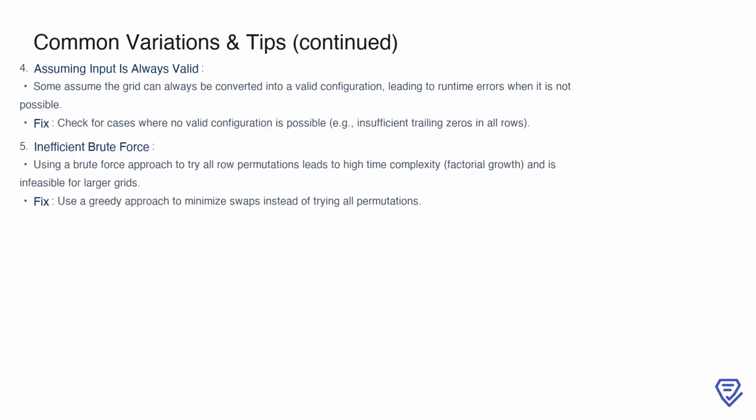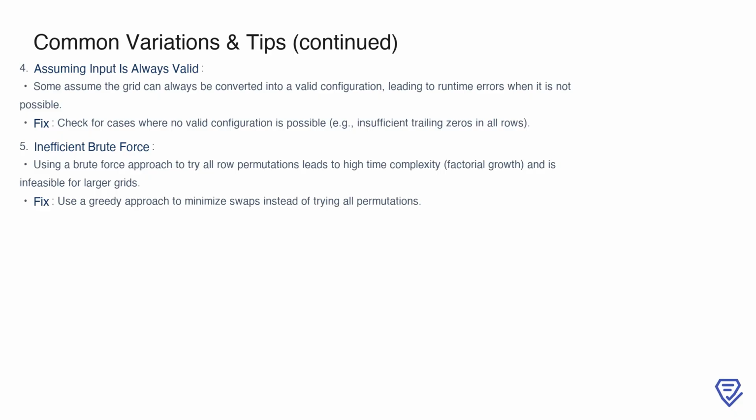Another issue to watch out for is assuming that the input grid is always valid. Not all grids can be rearranged to meet the conditions, and failing to handle these cases can lead to runtime errors. For example, if no row has enough trailing zeros to satisfy the requirement, a valid configuration is impossible. You should include a check for this and return an appropriate result, such as -1.